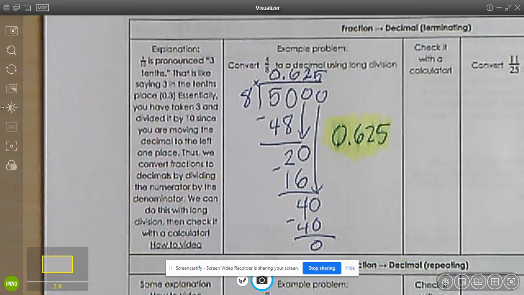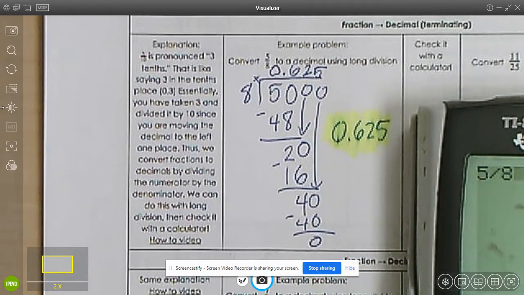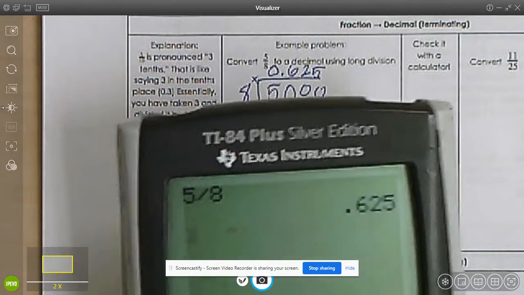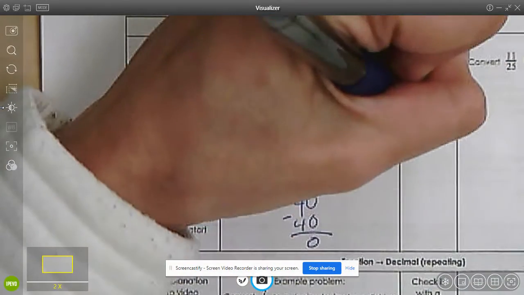So all we did was use long division. Like I said, this unit is going to be calculator inactive, so on a lot of your tests and quizzes, you won't have access to a calculator, but we can use a calculator to check our answers for right now. If we do 5 divided by 8, we get 0.625, so we know that that is correct.